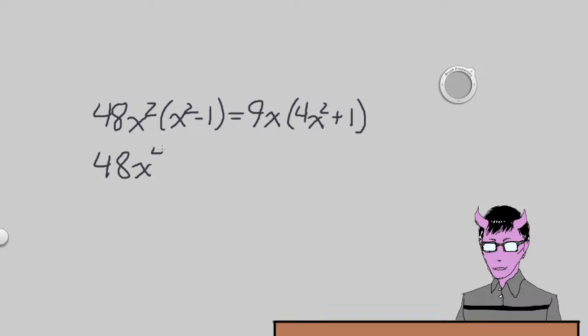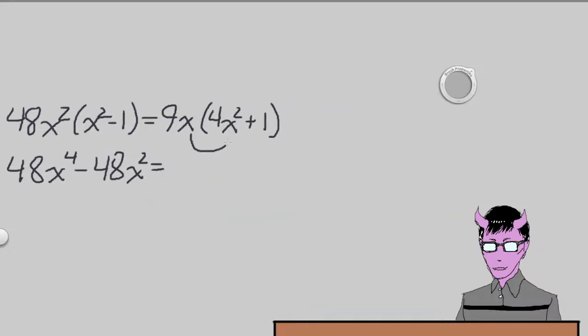48x to the power of 4, distribute that one. Yeah, there's no factor by grouping that I can see. So that's the left-hand side, and then right-hand side distribution. This one to this one gives us 36x cubed. That one to that one gives us 9x.